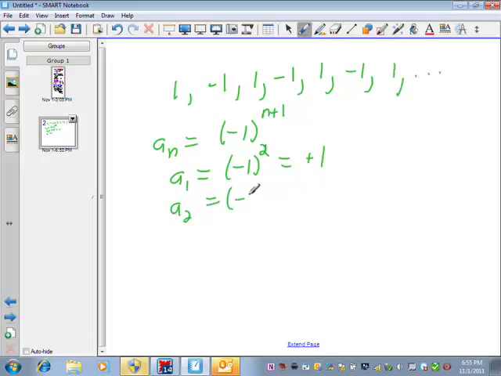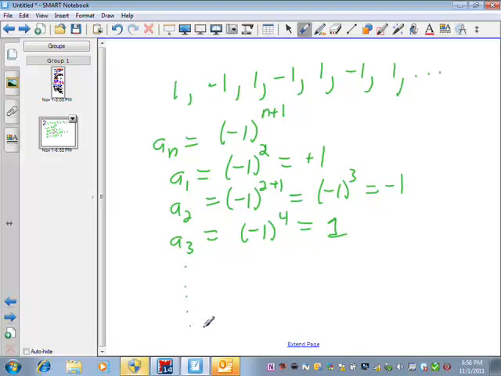So a sub 2 is minus 1 to the third. Wherever there's an n, you put 2. And that's minus 1 to the third, and that is minus 1. a sub 3 is equal to minus 1 to the fourth, and that is plus 1. And it looks right.